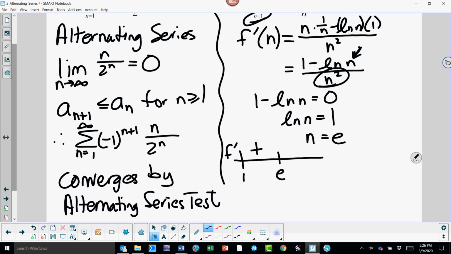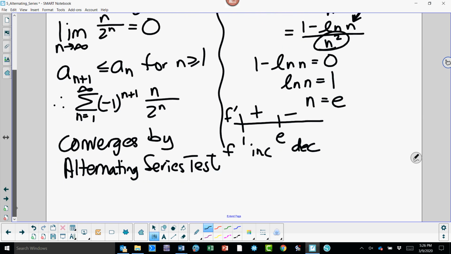And if we pick a number bigger than e, like 1,000,000, 1 minus ln of 1,000,000, well, ln grows and goes to infinity, so you're going to get 1 minus infinity over an infinity, so you're going to get negative. So that means that f here increases and then decreases. So as long as we're greater than e, we do get it decreasing, okay?